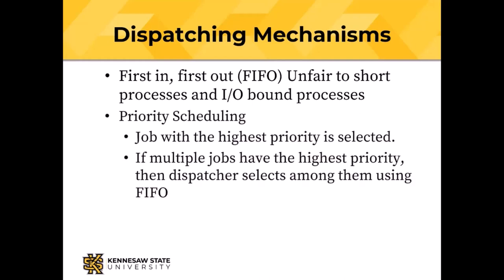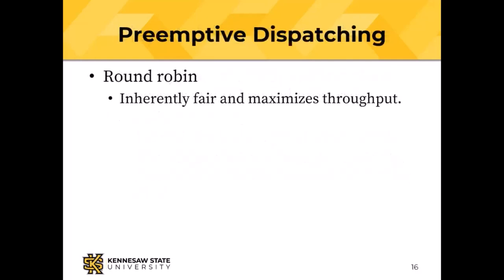Priority scheduling, we might run the job with the highest priority first. And if we have multiple jobs with the same high priority, we probably do something like first in, first out with them. Preemptive dispatching means kicking somebody off of the CPU so that some other process can run. And I will give you an example of why you would do that.